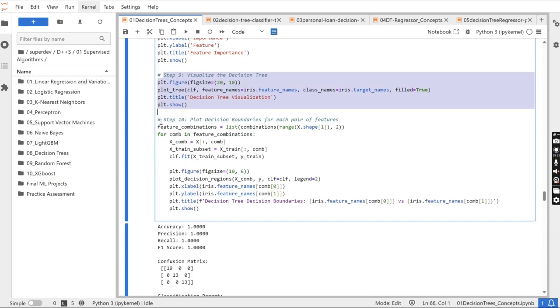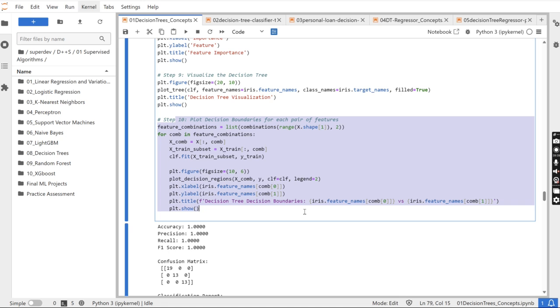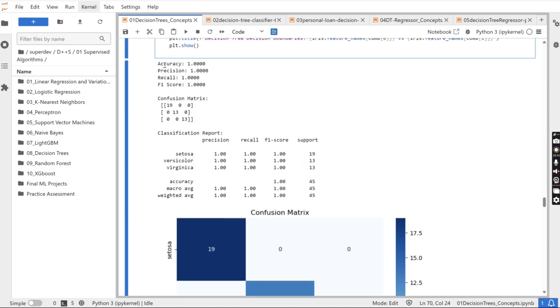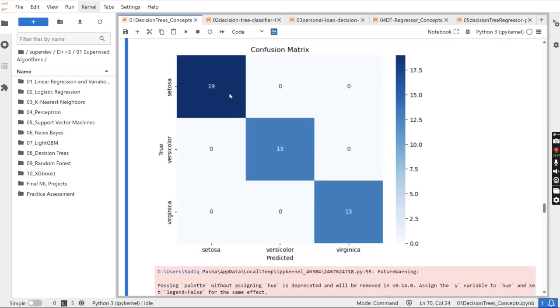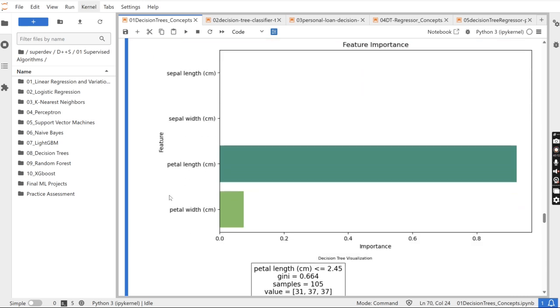So then you can visualize. Here you are plotting the decision boundaries for each one of those. Let's look at the result. Accuracy, everything is 1. Everything is correctly classified, zero misclassified, that's why everything seems to be 1 here. As you can see, we have 3 classes, so you have 3 different checker boxes. The confusion matrix is saying 19 are correctly classified as setosa, 13 as versicolor, and 13 as virginica.